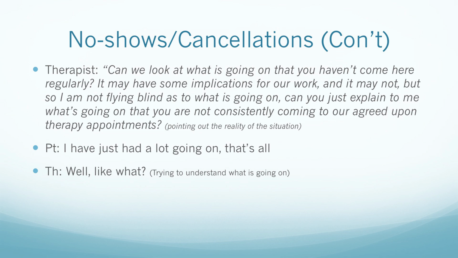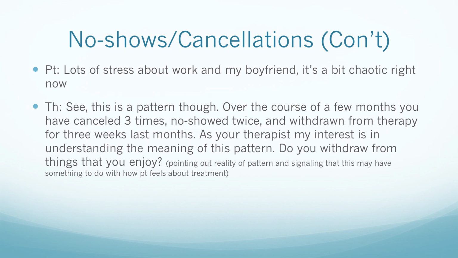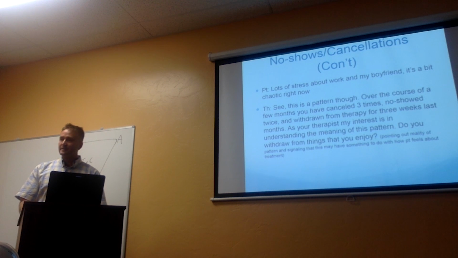Here's what's happening. Patient says, I've had a lot going on, that's all. Well, like what? I'm just trying to understand what's happening. Patient, lots of stress about work and my boyfriend. It's a bit chaotic right now. See, this is a pattern though. Over the course of a few months, you canceled 3 times, no-show twice, and withdrew from therapy for 3 weeks last month. As your therapist, my interest is in understanding the meaning of this pattern. You withdraw from things that you enjoy. So what am I doing? I'm pointing out the reality of the pattern, and I'm signaling to the patient that this might have something to do with how they feel about treatment.